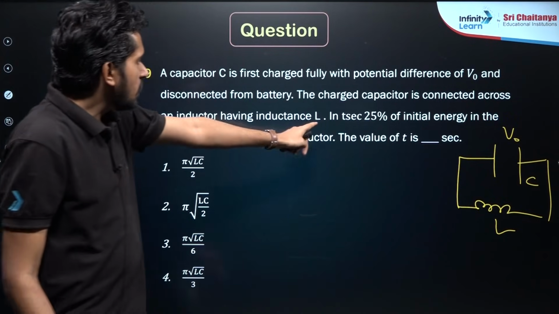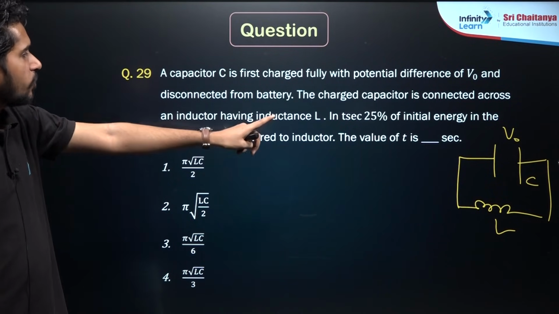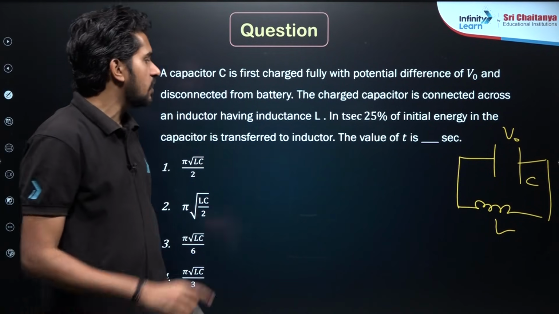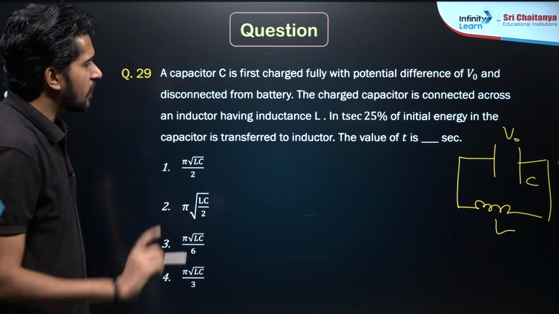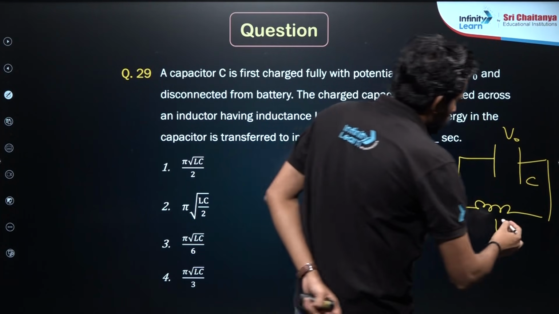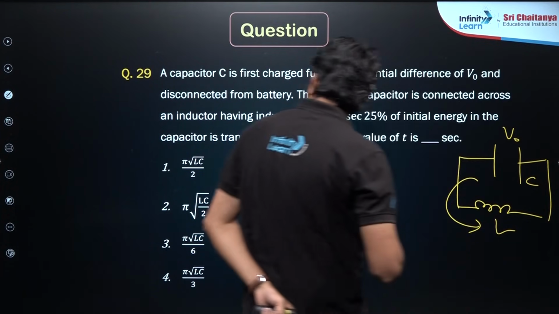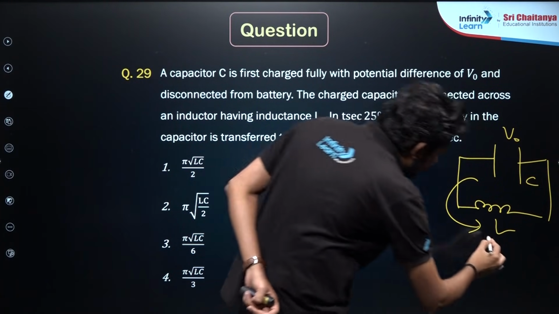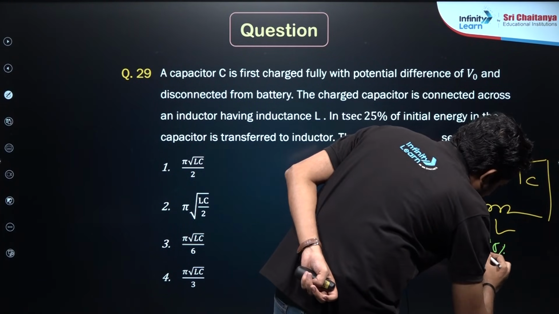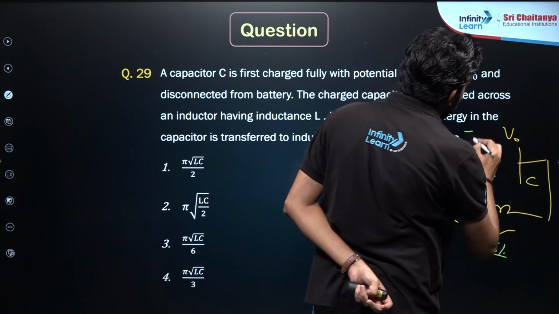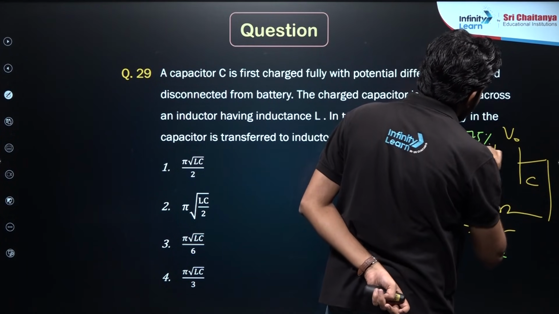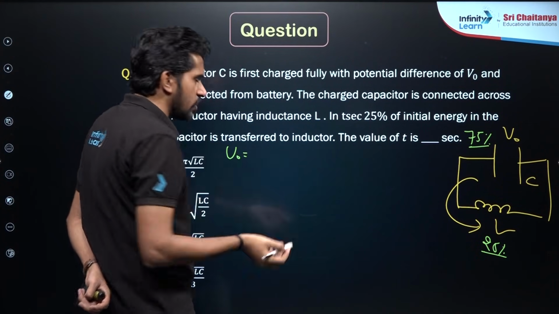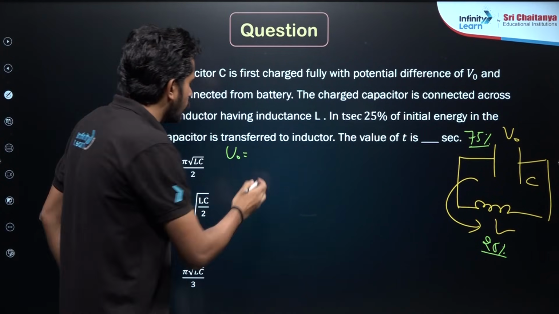We have that data. And its inductance is given L. In t second 25% of initial energy in the capacitor is transferred to the inductor. The value of t time, if 25%, now see carefully, 25% of total energy is transferred to inductor, so it has 75%.